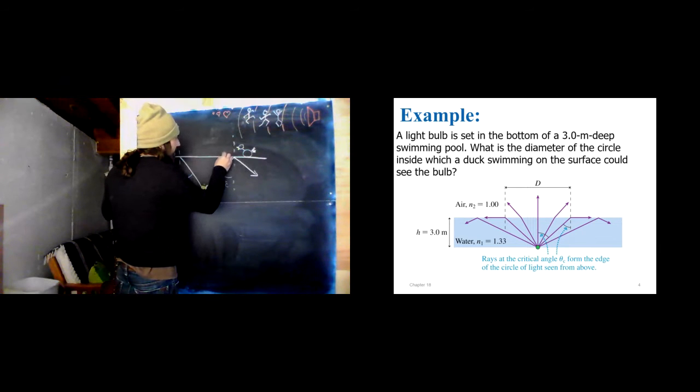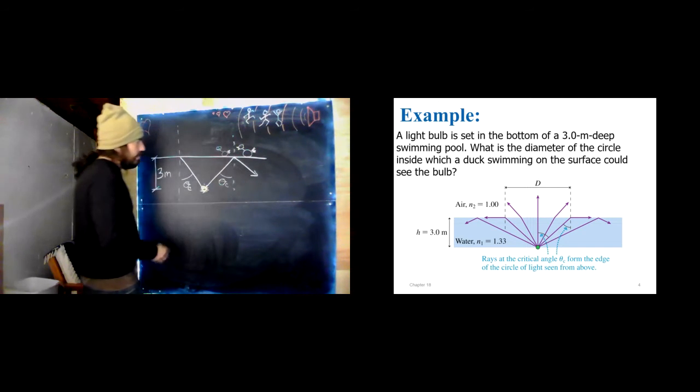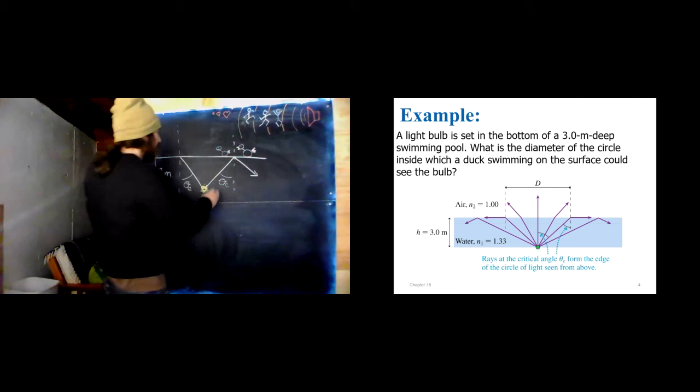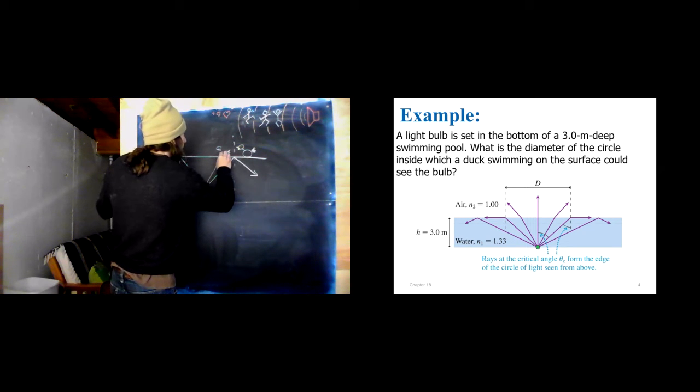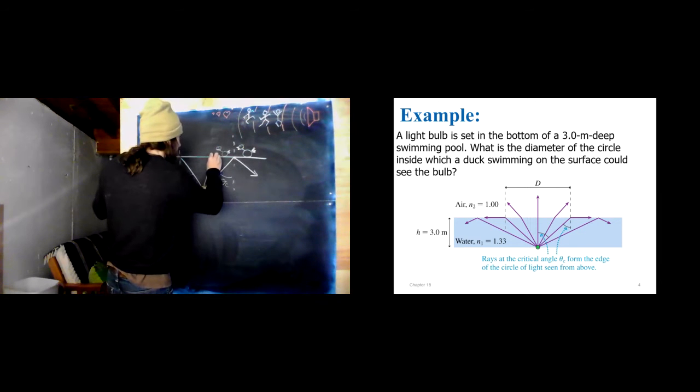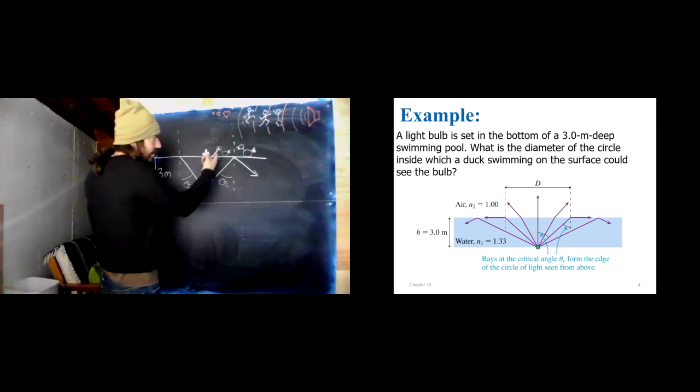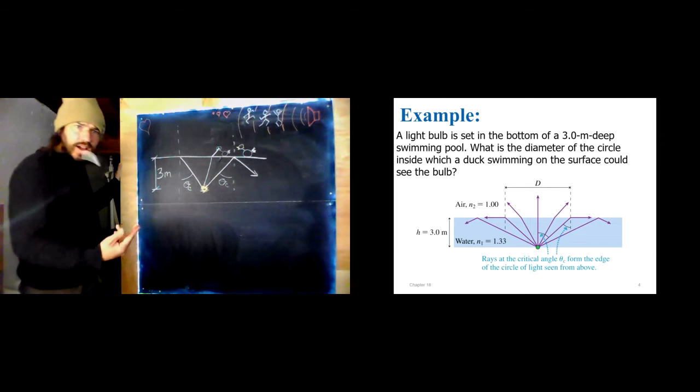However, if my duck was sitting right here, he is a happy duck. Why? Because he can see the light bulb. Any light heading in his direction here will make it out of the water and into his eye. Out of the water and into his eye. See how happy he is? He can see the light.